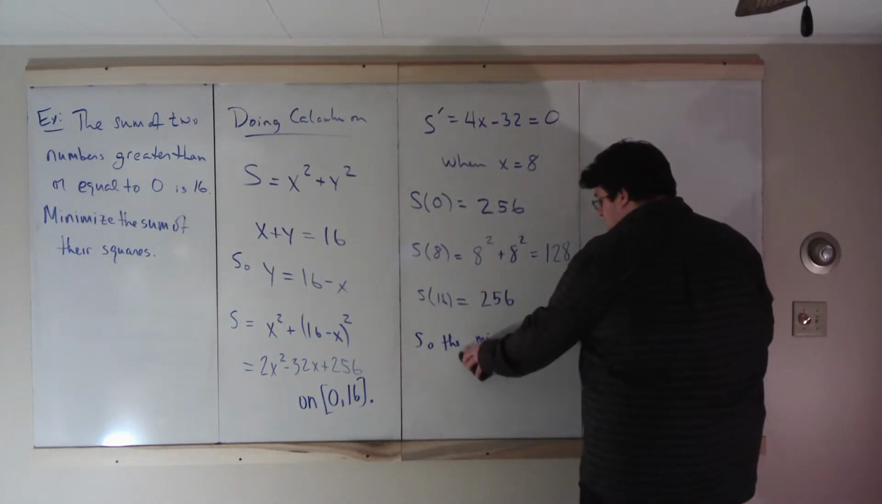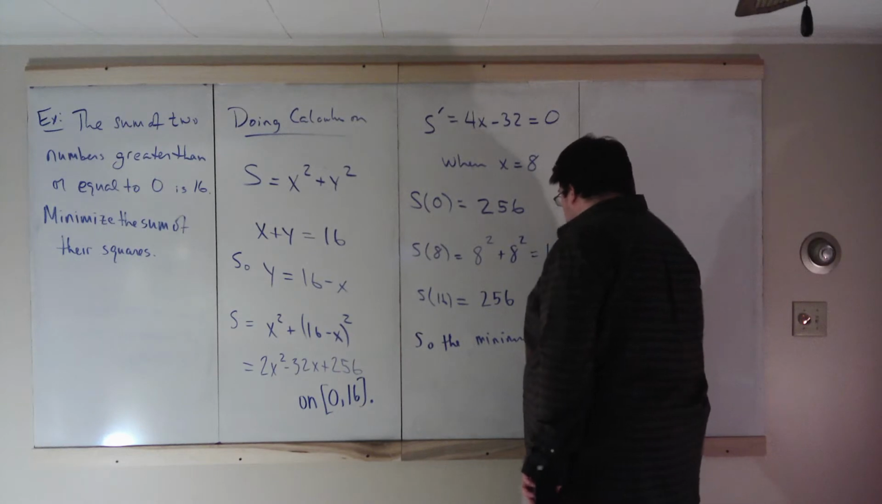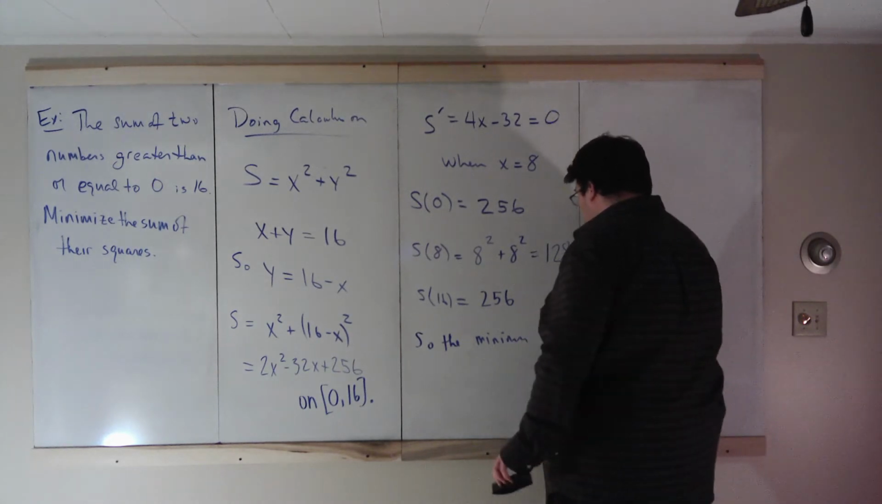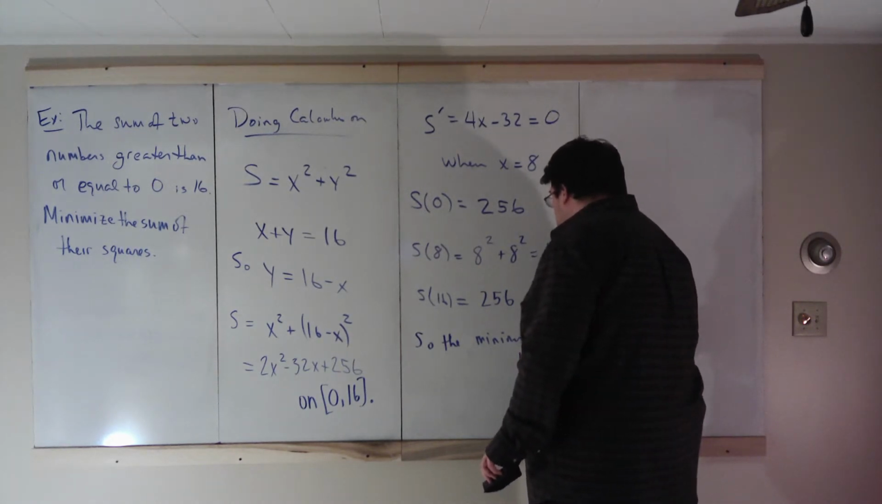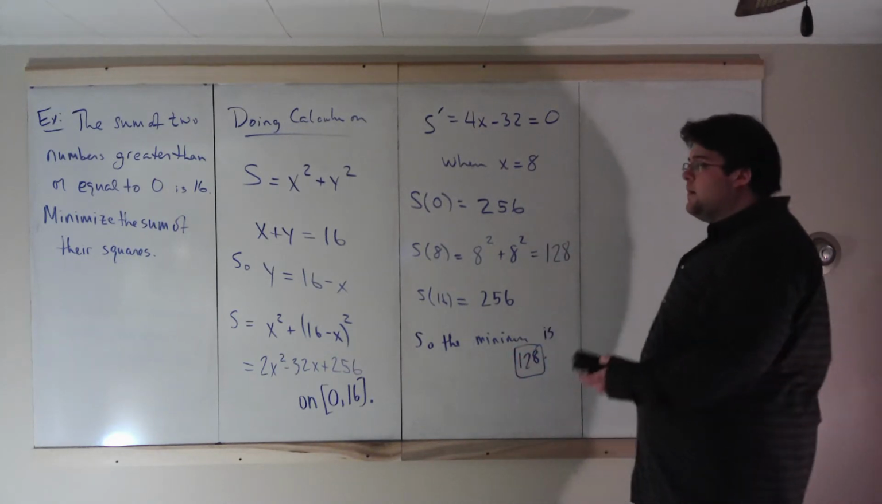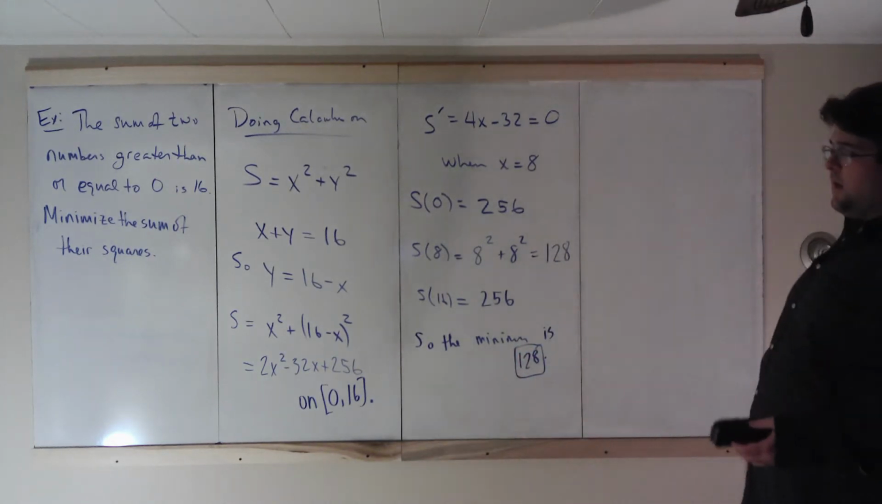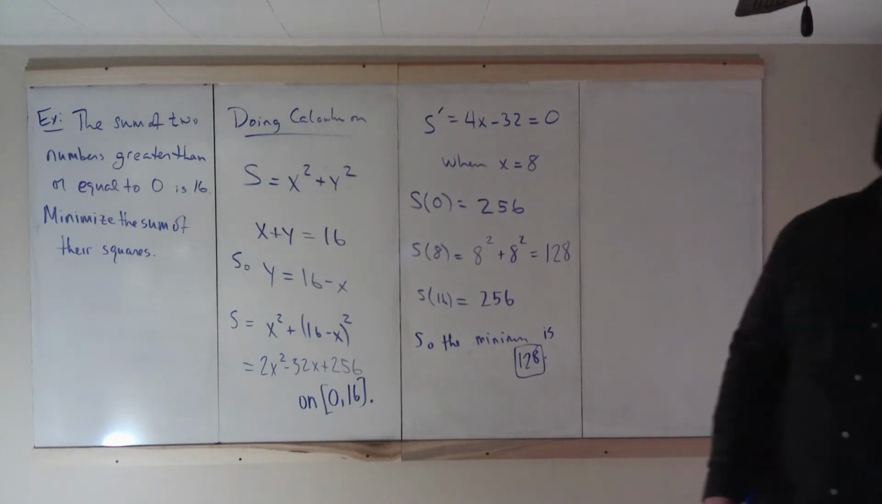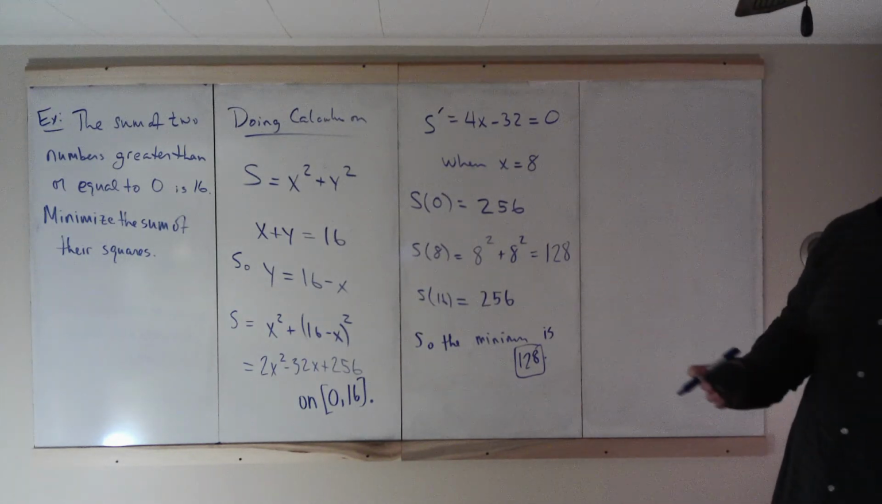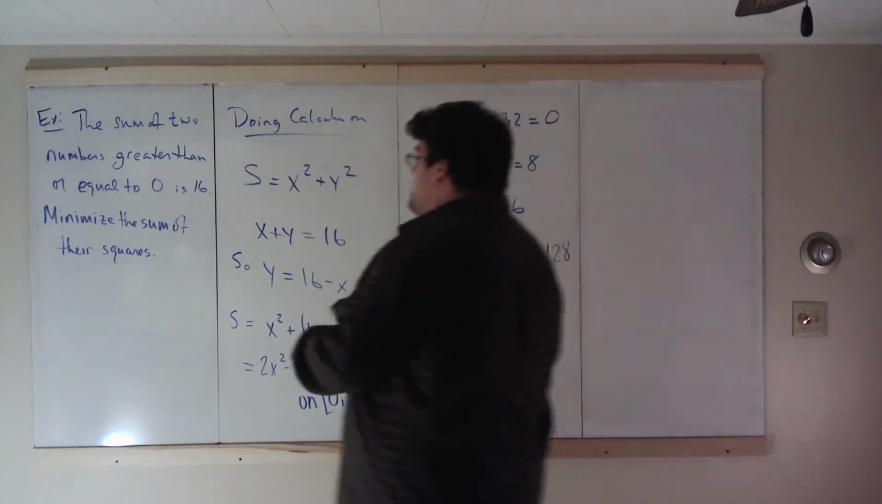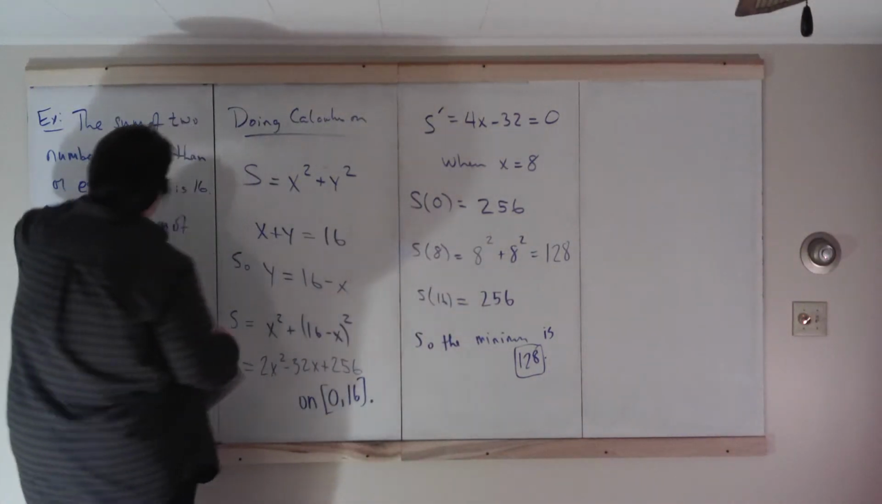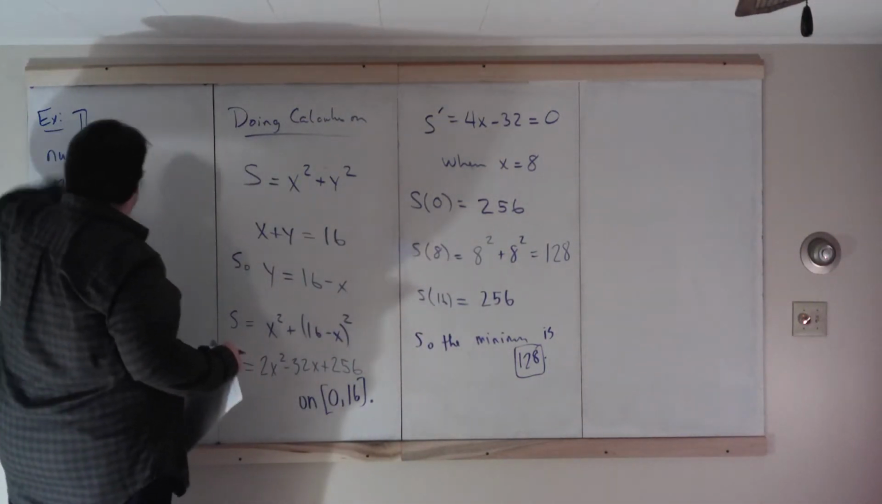That's close to how you spell minimum. So the minimum is 128. If it asked for the x and y values, it would be 8 and 8. So these first two examples, we were able to find a closed interval and then apply the extreme value theorem directly. Not all examples are like that.